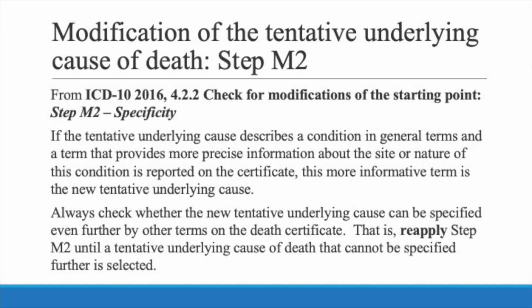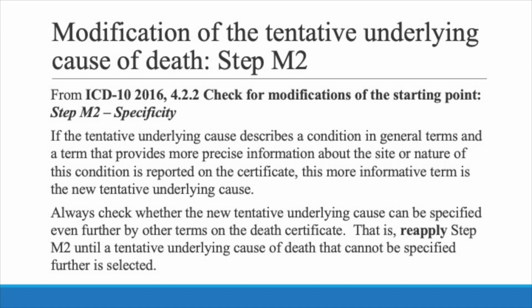Again, reading from Volume 2, or the slide, we learn that if the tentative underlying cause describes a condition in general terms, and a term that provides more precise information about the site or nature of this condition is reported on the certificate, this more informative term is the new tentative underlying cause. Always check whether the new tentative underlying cause can be specified even further by other terms on the death certificate. That is, reapply step M2 until a tentative underlying cause that cannot be specified further has been selected.